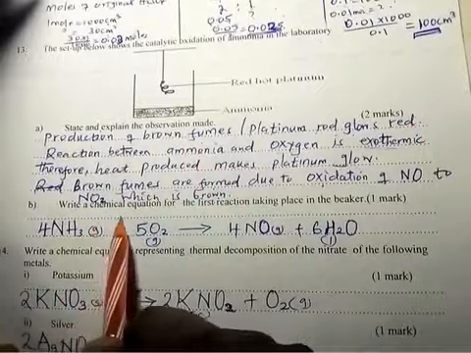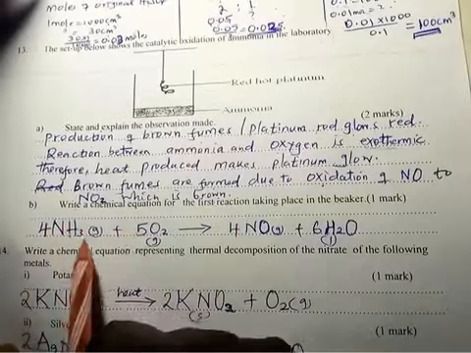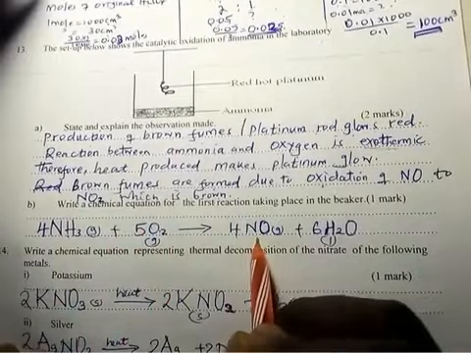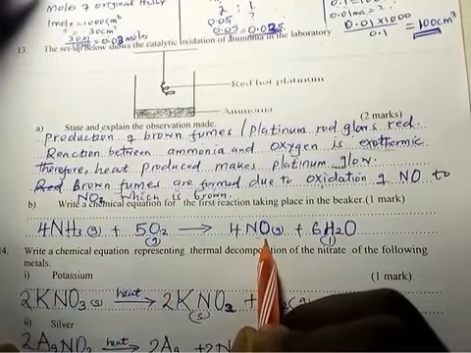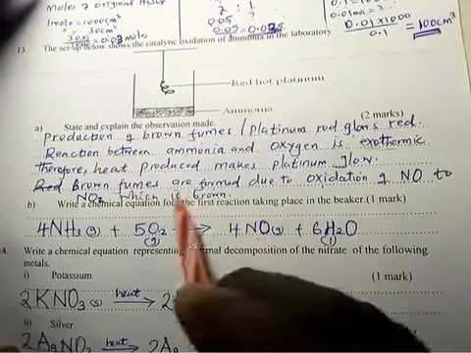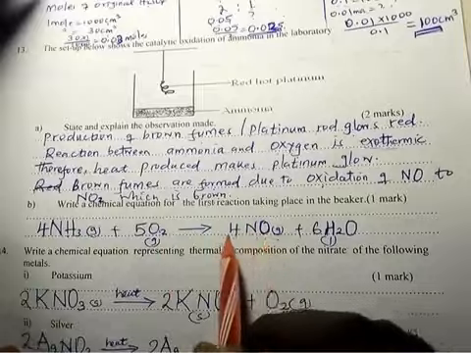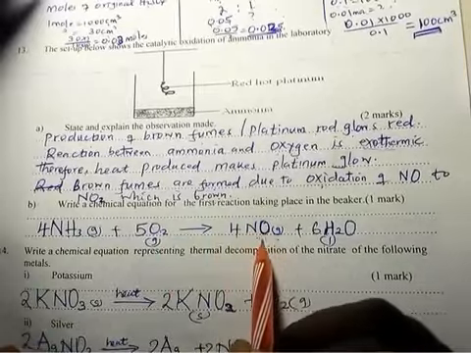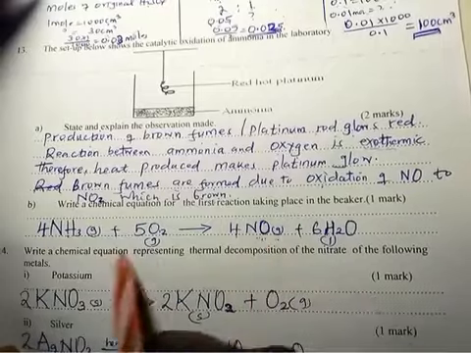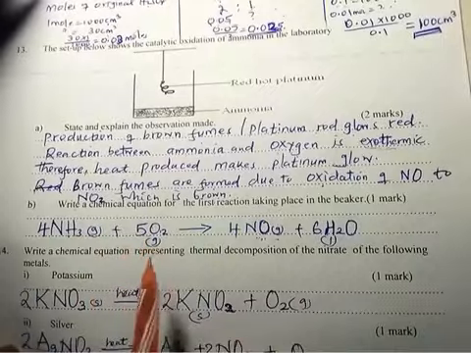So write the chemical equation. Ammonia reacting with oxygen forms nitrogen(II) oxide. The nitrogen(II) oxide is then oxidized by oxygen in the air to form nitrogen(IV) oxide. So this is the first equation, which takes place before the nitrogen(II) oxide is oxidized. This is the equation you are supposed to know how to write.